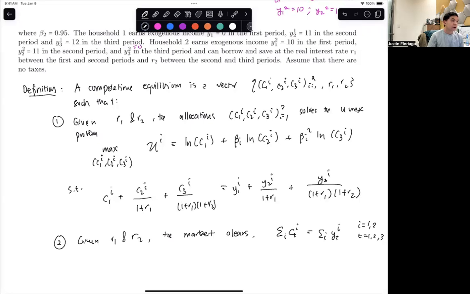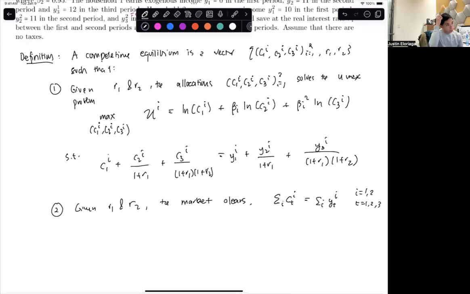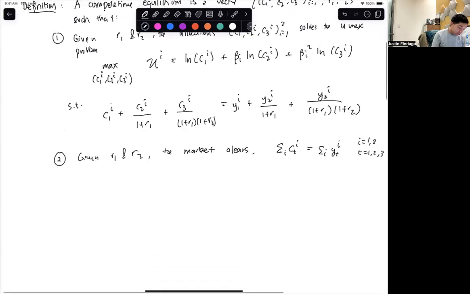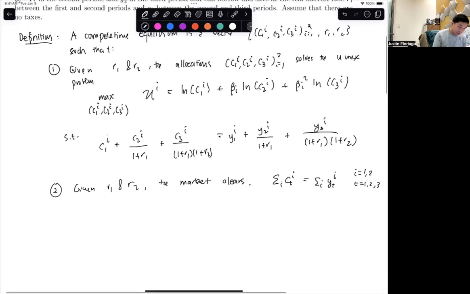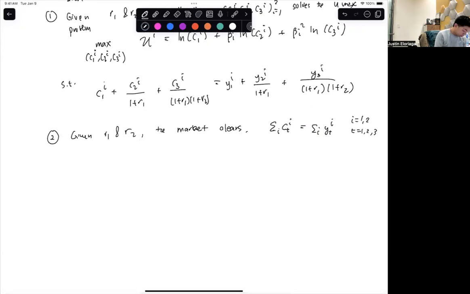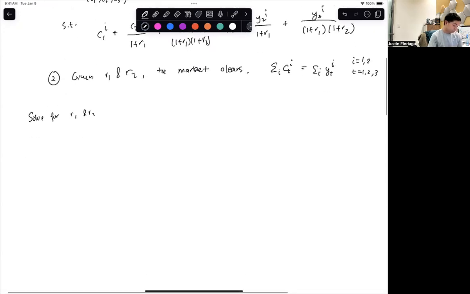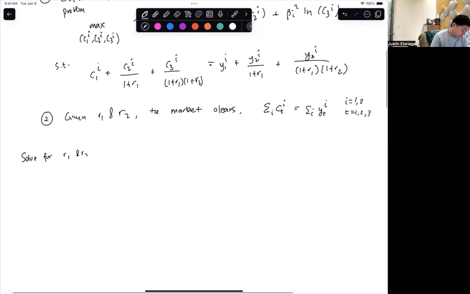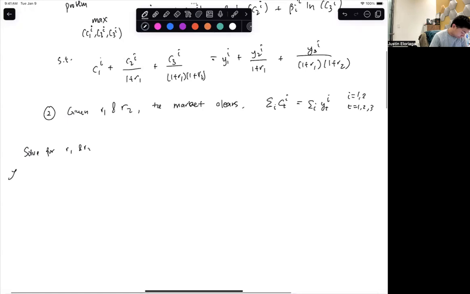Okay, so now we need to find a way to solve for it. The only thing left for us really is to solve for what R1 and R2 are. So here we solve for R1 and R2. How would we get that? Well, what we can do is go from the Lagrangian. So we can form the Lagrangian.